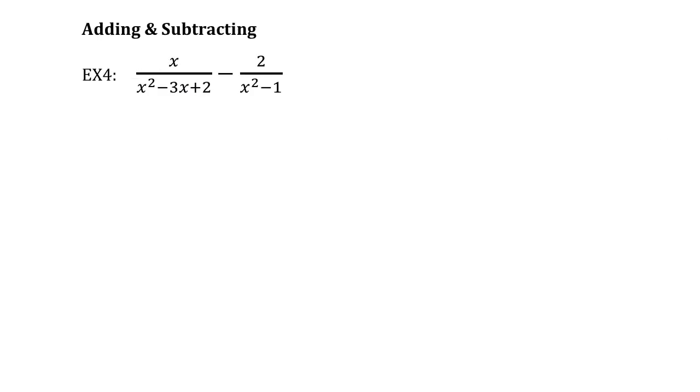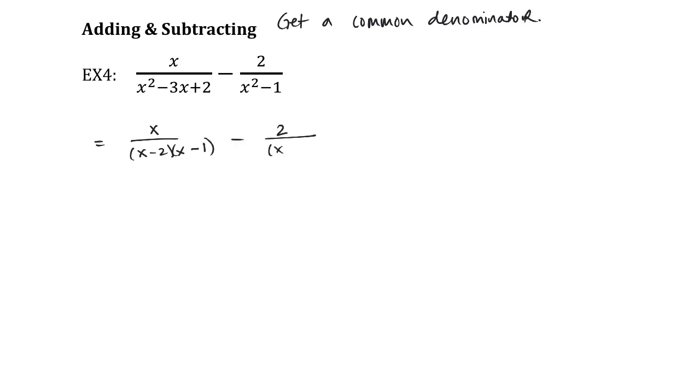All right, so moving on to adding and subtracting, we need to get a common denominator. And to do that, it's helpful to factor first. So factoring the first denominator, we'd get x minus 2, x minus 1. Second fraction, we'd have x minus 1, x plus 1.